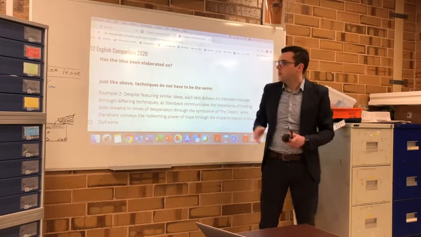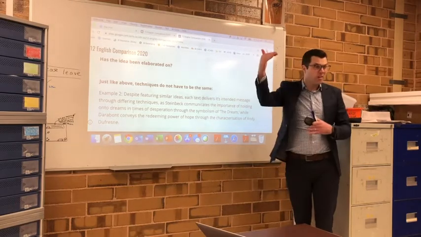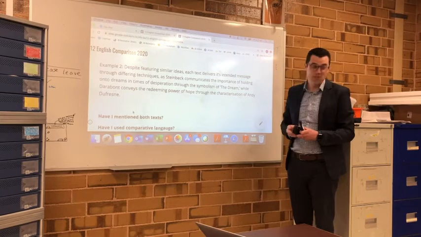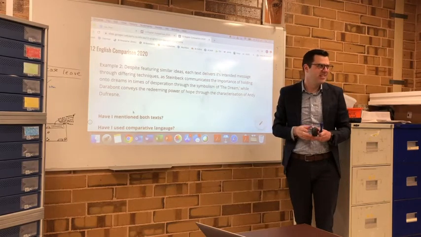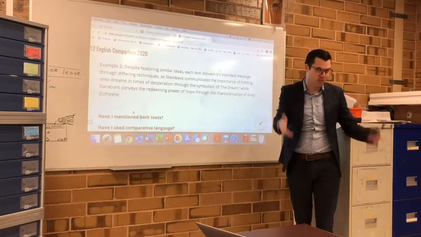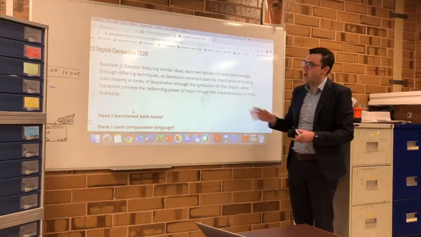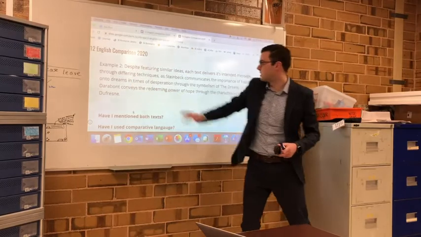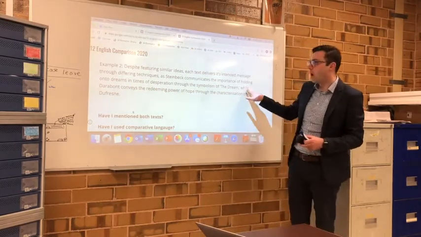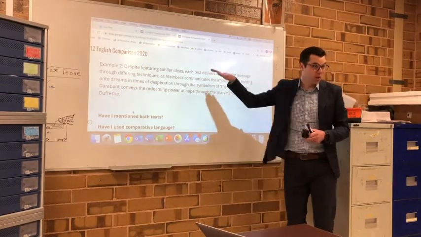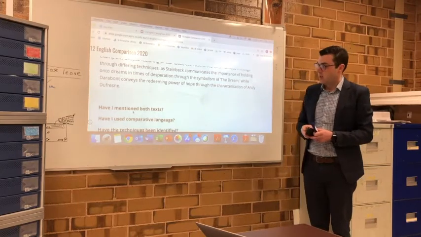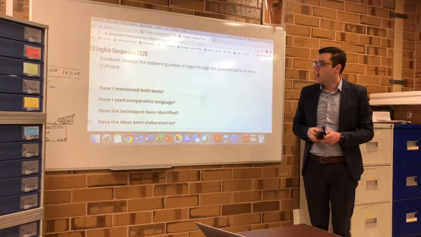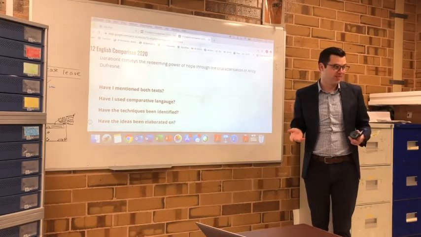Okay, so longer, but does it follow the same formula? Have I mentioned both texts? Okay, this is going to be maddening for you, I know, because I'm just repeating this, but this is what you have to say. Have I used comparative language? You can see despite, while. Now this is contrasting language in this case. Have the techniques been identified? Have the ideas been elaborated on?